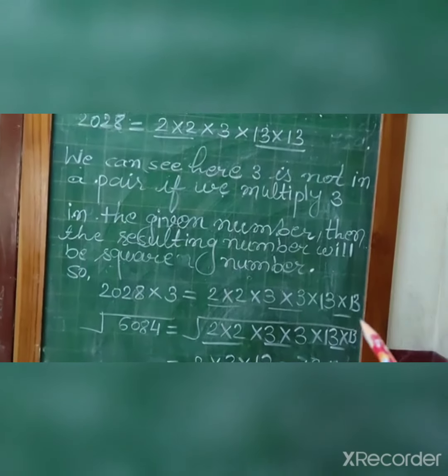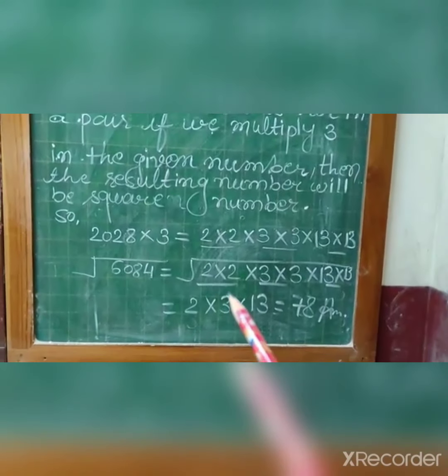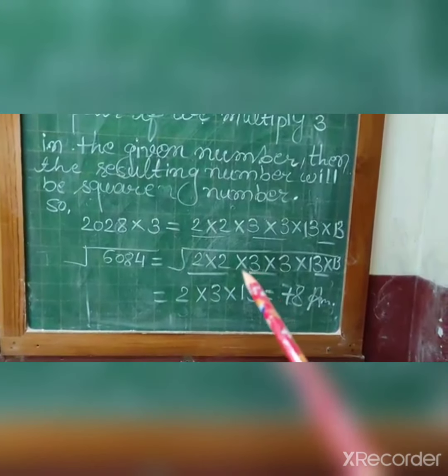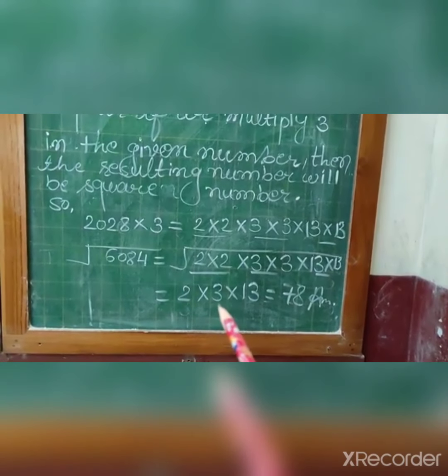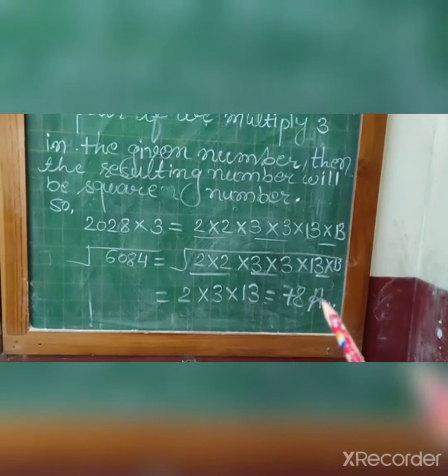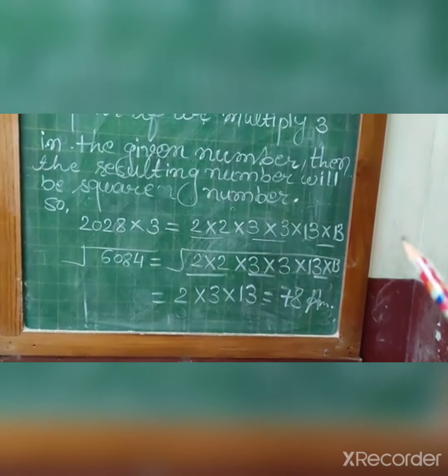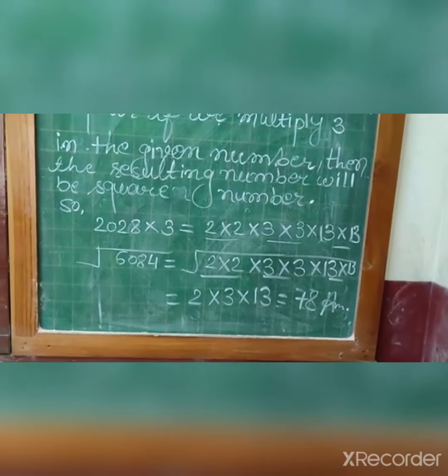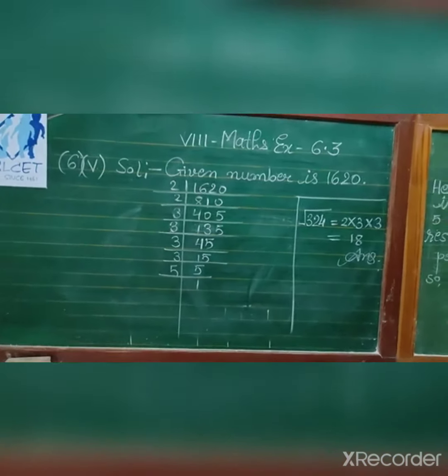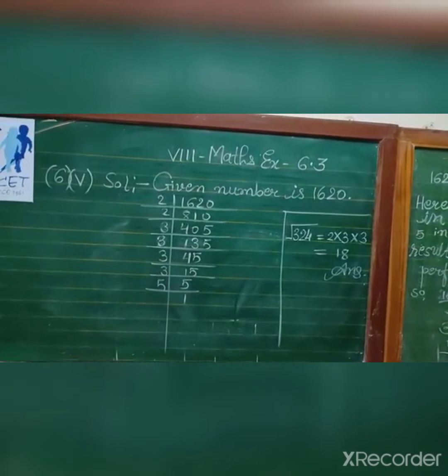Square root of this: the square root you will put here. Then take out 2 times inside the symbol, so 1 time. So 2 3s are 6 and 13 sixes are 78 will be the answer. So the required number is 3 and the square root of this number is 78. Okay. Now in the fifth question you will solve the rest of the parts yourselves.